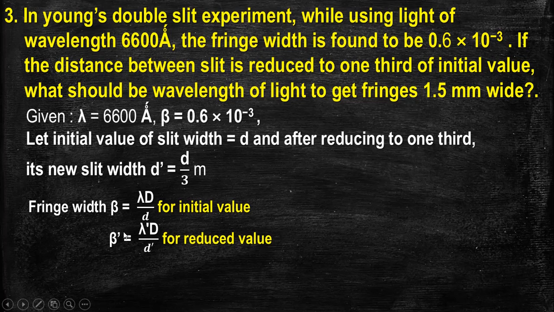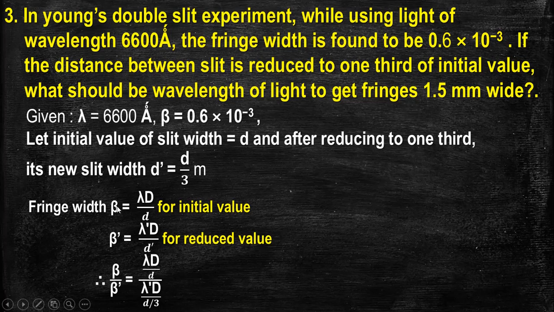I call it beta dash because whenever you change the value of small d, there is a change in the fringe width also. So now I call it beta dash because the d has changed to d dash. So d dash is equal to small d by 3. This is for the reduced value of small d.